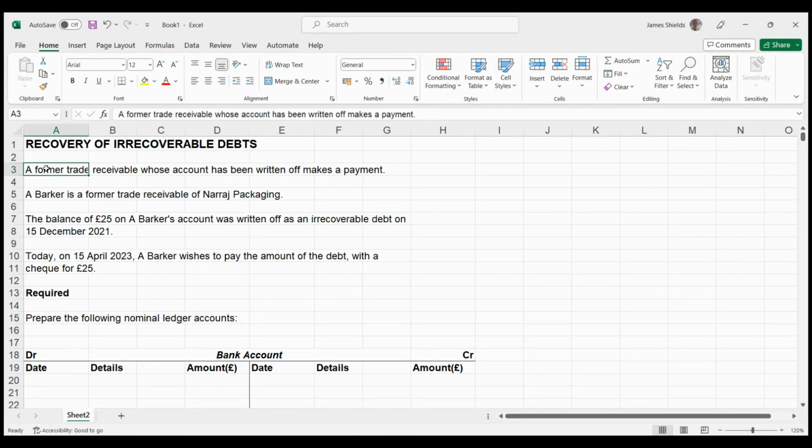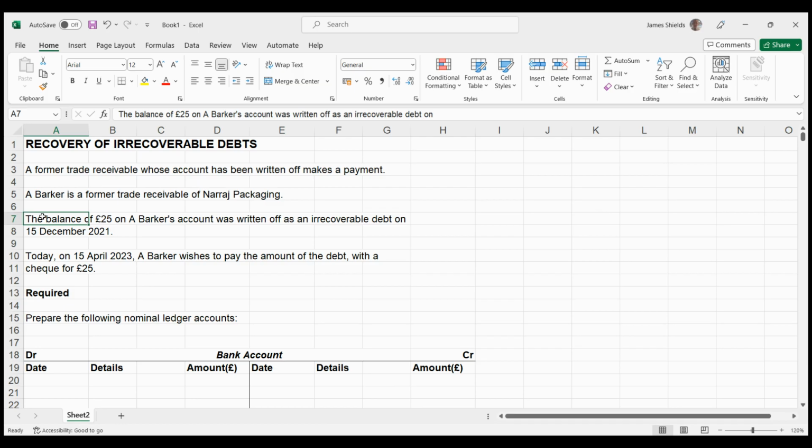So we have a former trade receivable whose account has been written off, now makes a payment. In the previous year's accounts, we were not expecting a trade receivable to actually pay us the money, so it's written off. But in a year or two later on, they now make a payment.